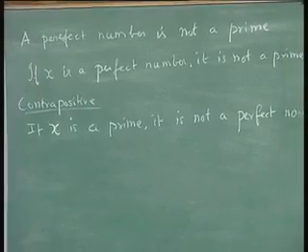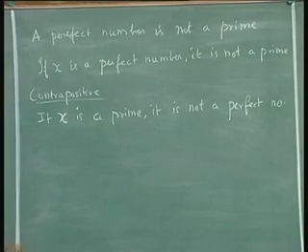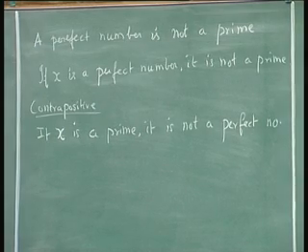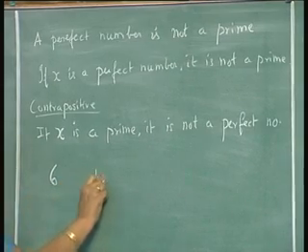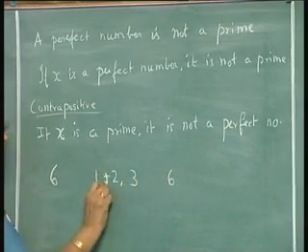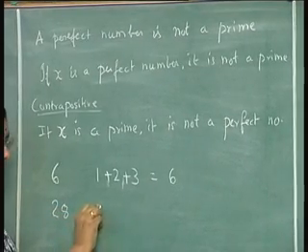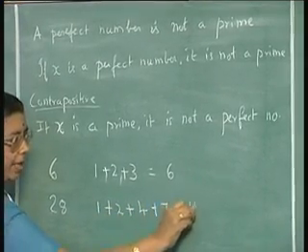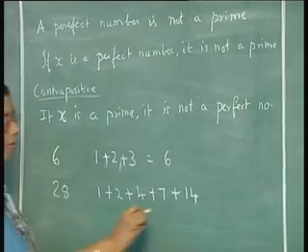Consider this statement: a perfect number is not a prime. Now, what is a perfect number? A perfect number is one where if you sum up the divisors, it should be equal to the number. For example, 6 is a perfect number. The divisors of it are 1, 2 and 3, and if you sum them up, you will get 6. 1 plus 2 plus 3 is 6. 28 is a perfect number because the divisors, including 1, are 1, 2, 4, 7, 14, which are divisors of 28 except itself, and if you sum them up, it equals 28.